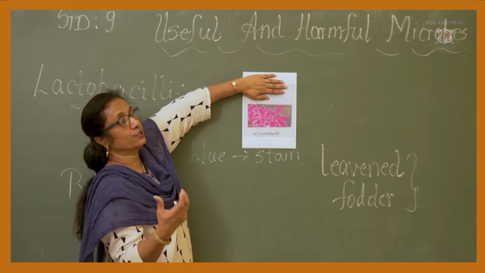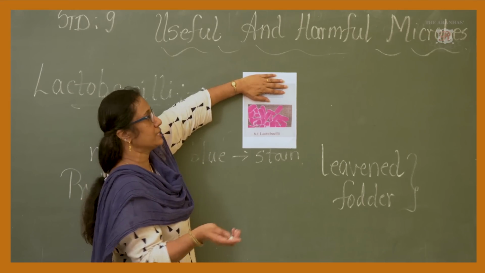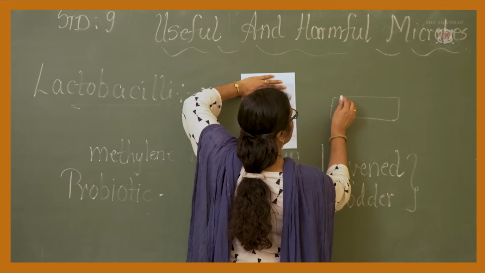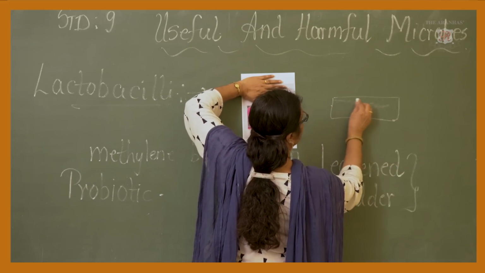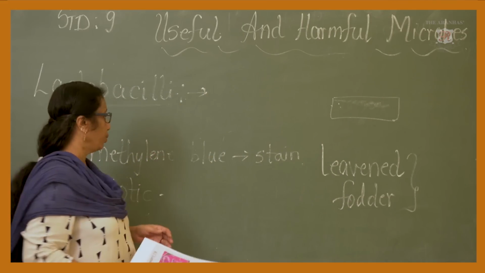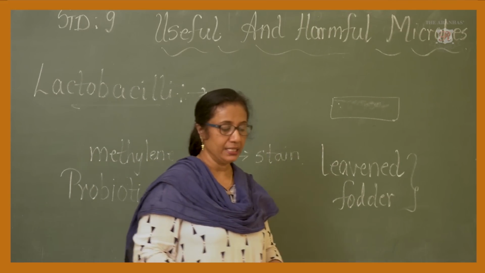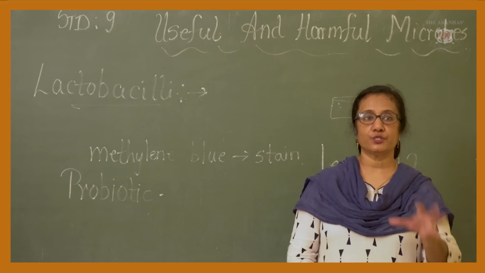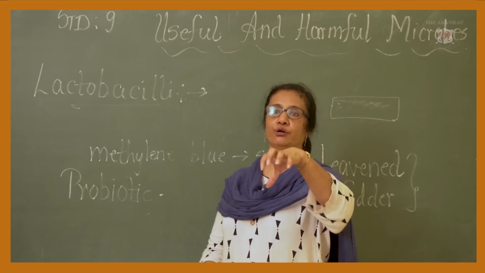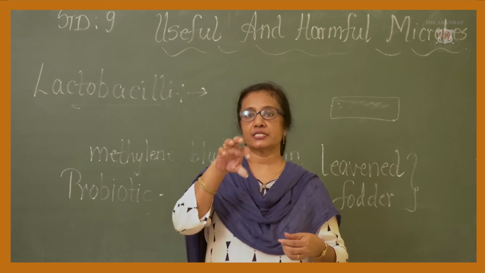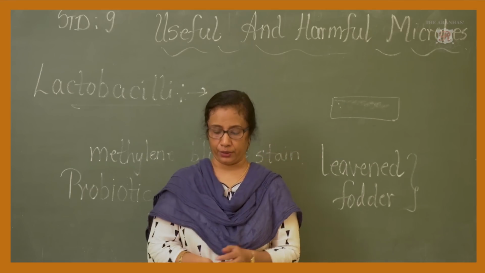I told you it is to be observed under a microscope. A slide of this kind is taken with a smear of milk, and you have stained it with methylene blue. What was the stain that we used? The stain is methylene blue, which gives you a clear picture when you look under the microscope, and you are able to differentiate the different cellular organelles inside.